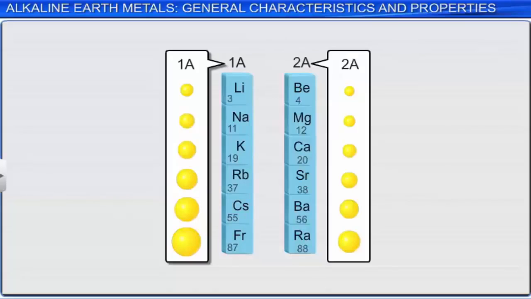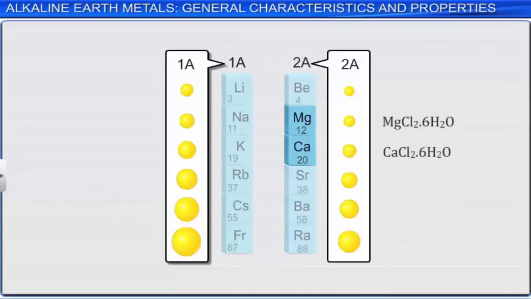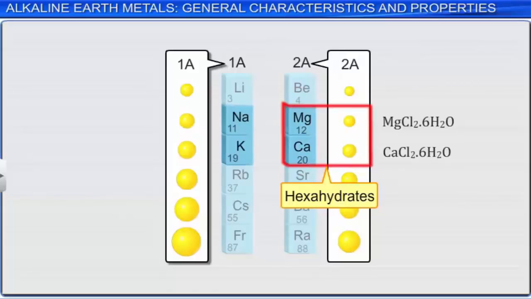Many salts of the group 2 metals are found as extensively hydrated salts. For example, magnesium chloride and calcium chloride both exist as hexahydrates. Neither potassium chloride nor sodium chloride is found as a hydrate.